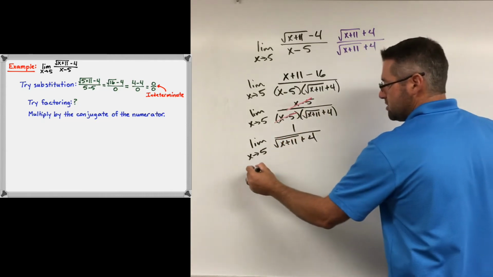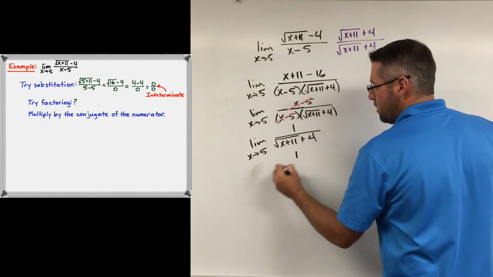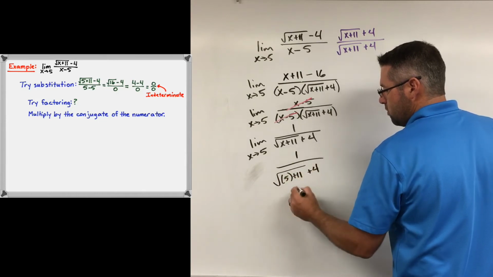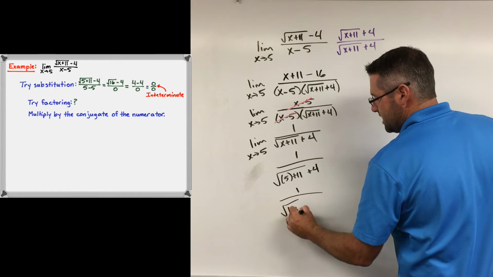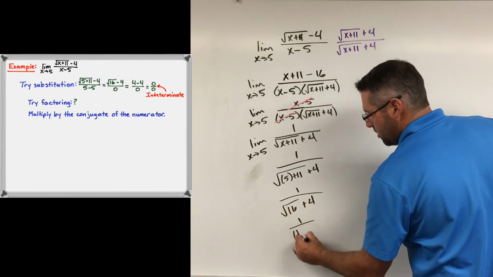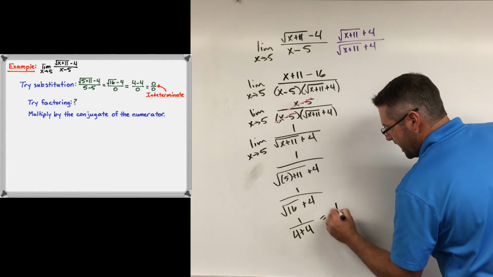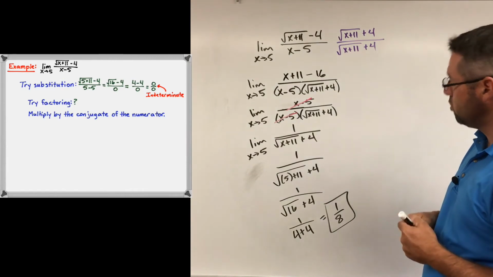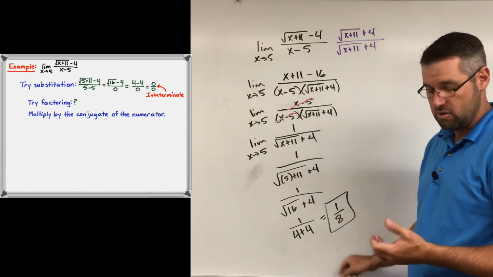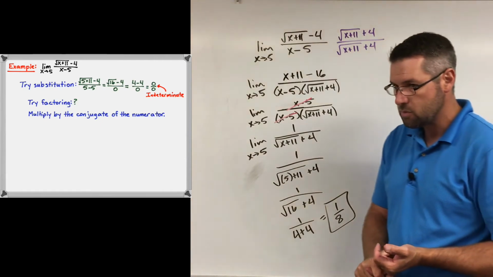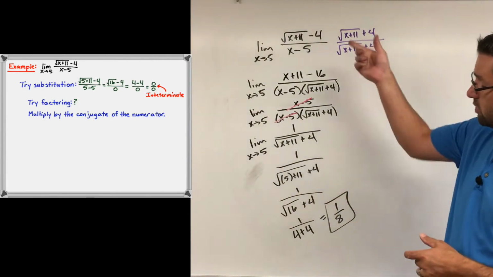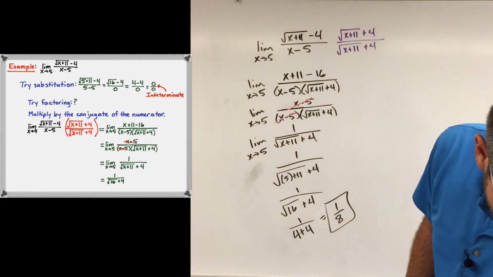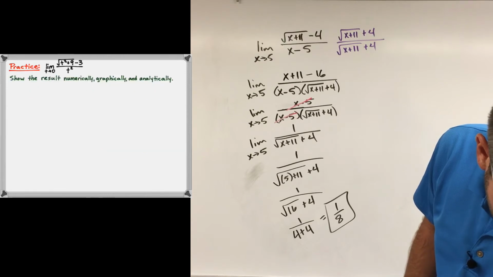And then from here we try substituting. So we end up with 1 over radical 5 plus 11 plus 4, which is 1 over rad 16 plus 4, or 1 over 4 plus 4, or 1/8. And so that is our answer for this problem. And that's kind of cool. So that gives you another tool to figure out limits. If substitution produces indeterminate, or if factoring doesn't work, then you can always try conjugates of some sort and see where you end up there. Okay? So let's just make sure I'm right here. We do end up with 1/8, and we're good.